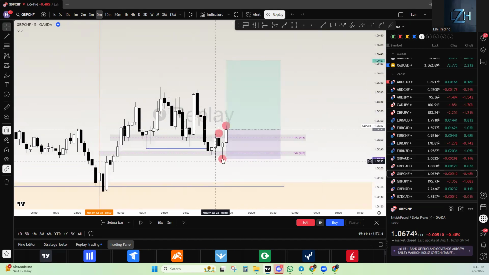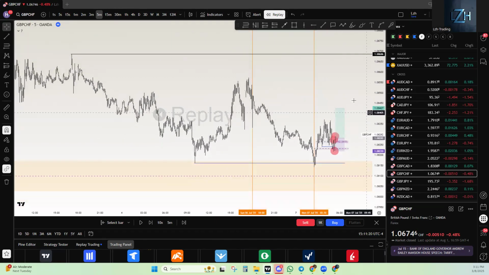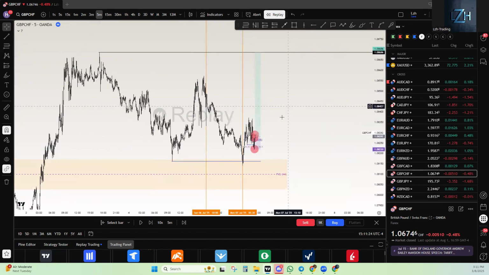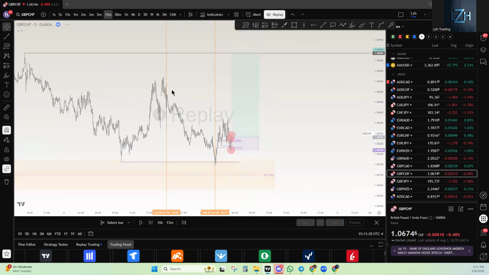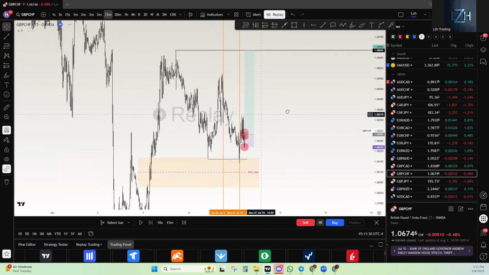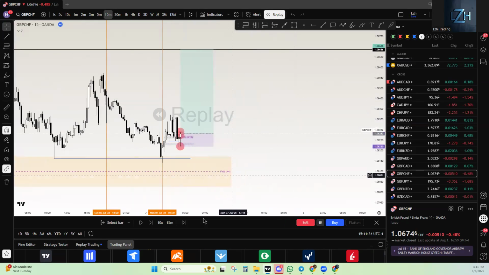Stop loss either one, because either one would be invalidated, and your idea will still be the same. This will be the take profit level. If you have any questions, please feel free to drop in the chat. And let's see.